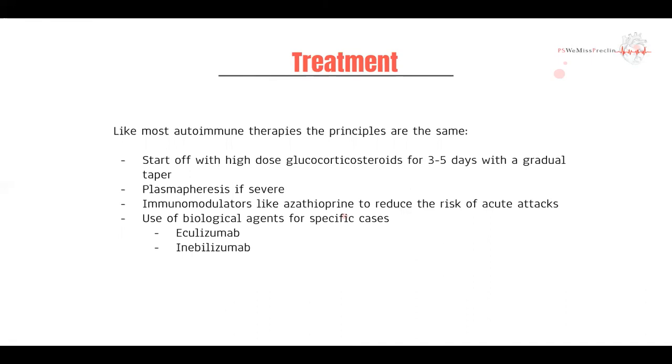And then we have this new class of medications called biologics, which are your monoclonal therapies. They are namely, I will not try to pronounce them because I will butcher them, but these two.